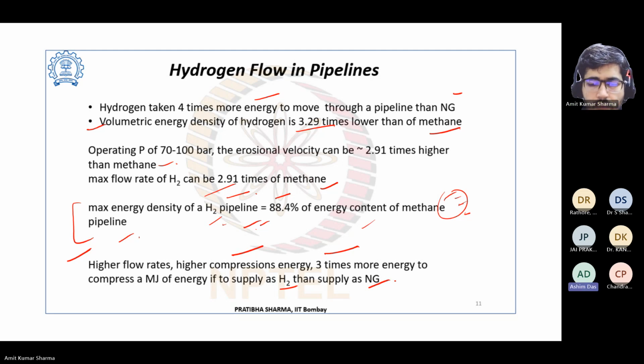Okay. So it is coming 2.91 divided by 3.29. If we do that, then 88.4% is coming. Yeah, nice. Okay, so the maximum energy density of H2 pipeline will be 88.4% of energy content of methane pipeline.